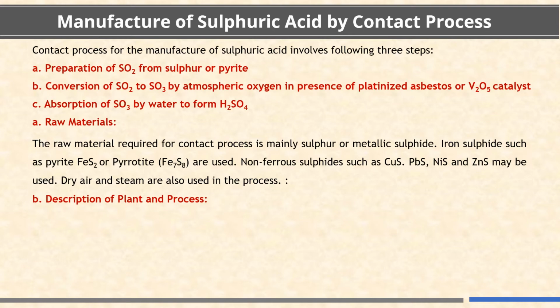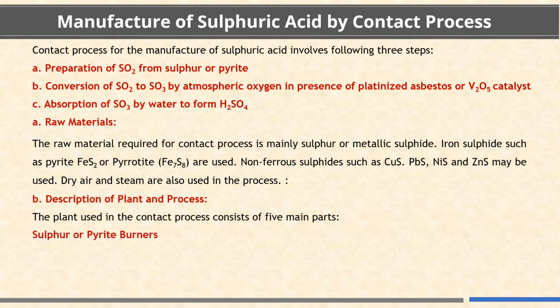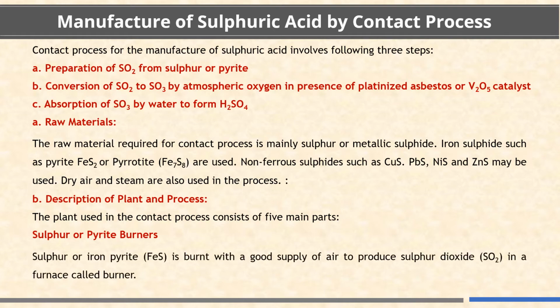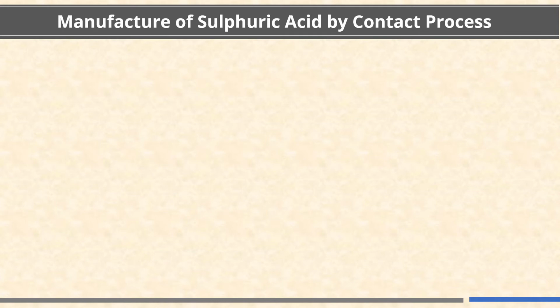Description of the plant and process. The plant used in the contact process consists of 5 main parts. First, sulfur or pyrite burners. Sulfur or iron pyrite is burnt with a good quality of air to produce sulfur dioxide in the furnace called burner. Manufacture of sulfuric acid by contact process.